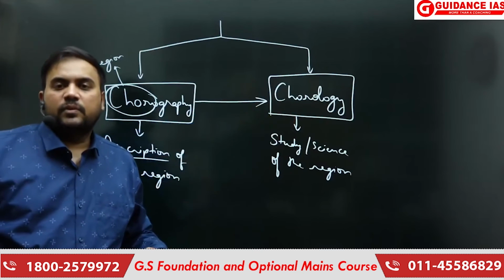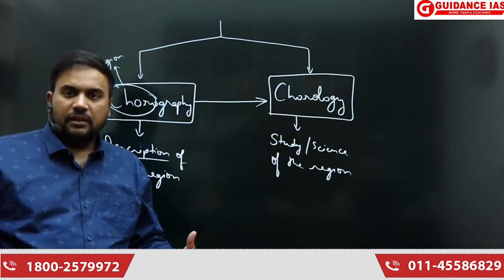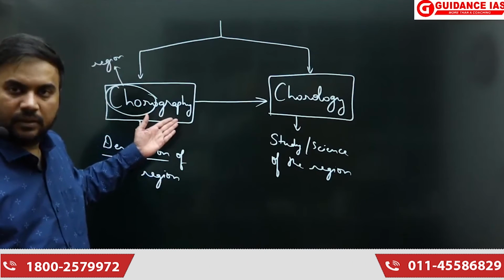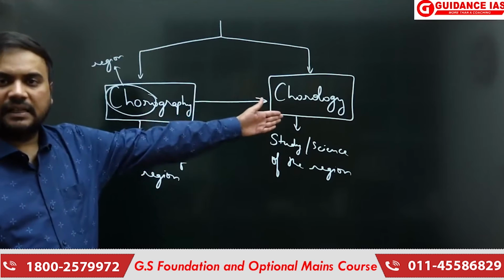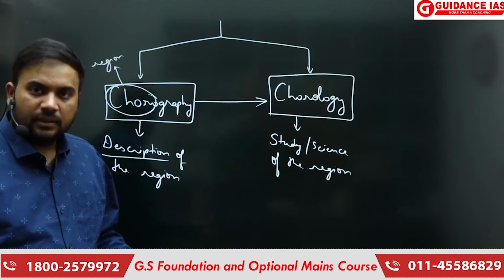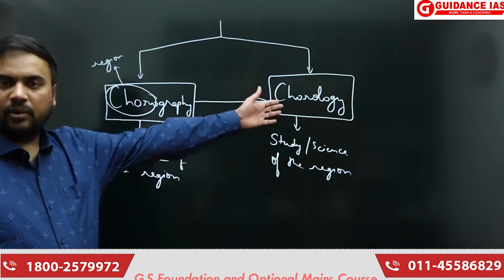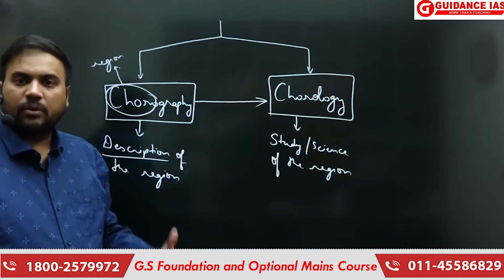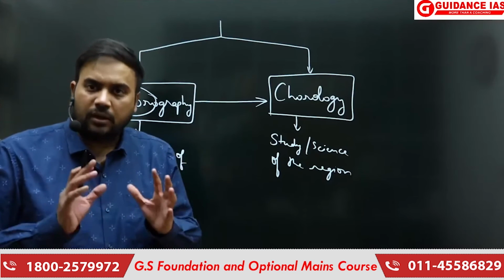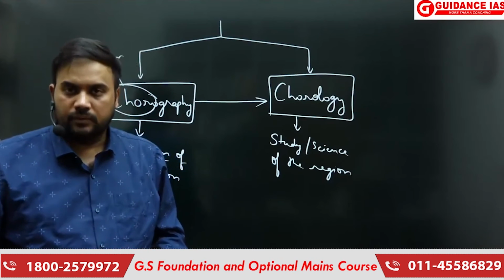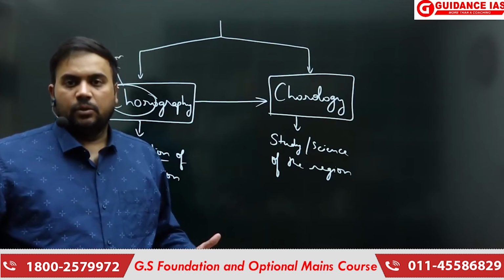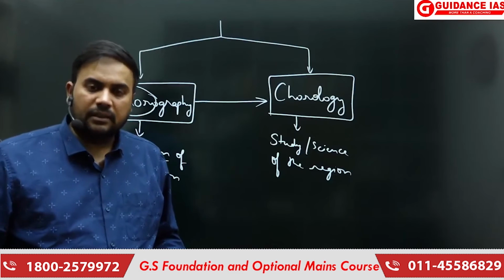What happened? Most of the geographers, when they were studying a region, spent most of their lifetime just doing this. By the time they reached the second stage, they had become older, lost motivation and even retired. As a result, they were unable to develop chorology. Proper chorology in geography couldn't develop. So this has been one of the shortcomings of regional geography throughout. Even today, you will find most of the books continue to be more of chorography rather than chorology.